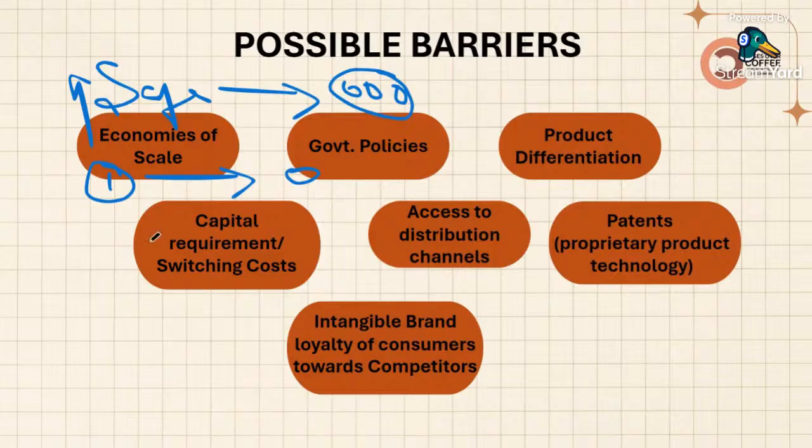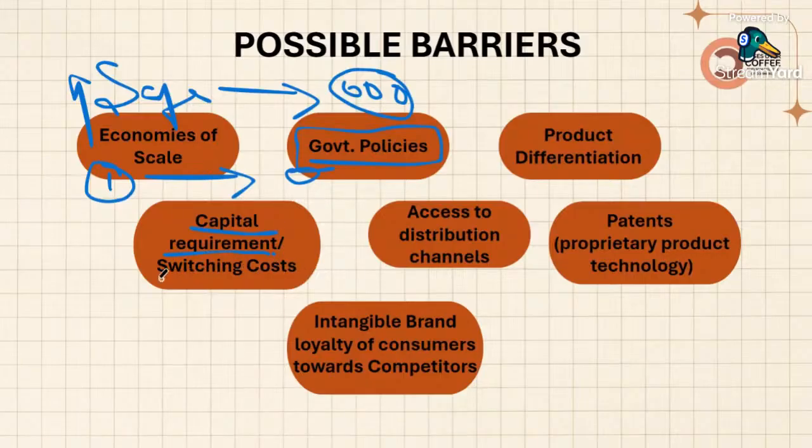The next is the capital requirement. Let's say the business the client wants to enter requires huge capital, due to which they won't be able to enter that market. Then we have the government policies. Let's say there are certain industries where government policies are very strict and entry is very difficult. For example, the financial sector businesses, where it is very difficult for them.